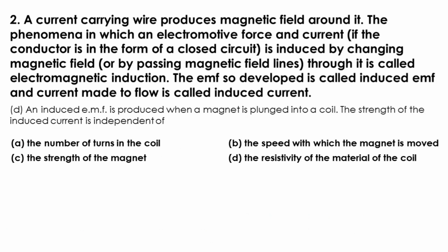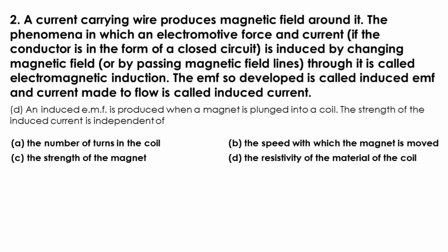Okay, moving on to the fourth question. An induced EMF is produced when a magnet is plunged into a coil. The strength of the current is independent of, so there are four options given here: number of turns, speed with which the magnet is moved, strength of the magnet, and resistivity of the material of the coil.